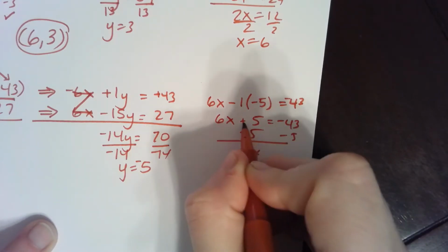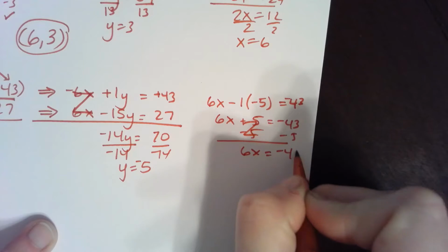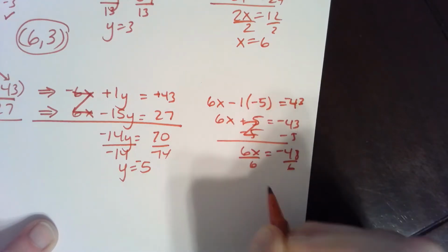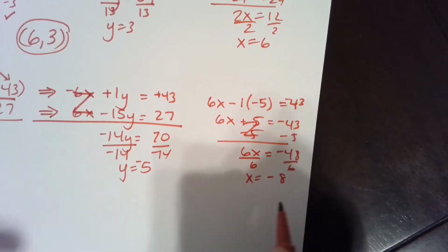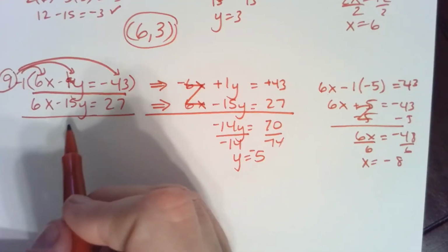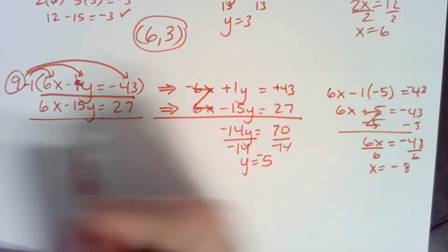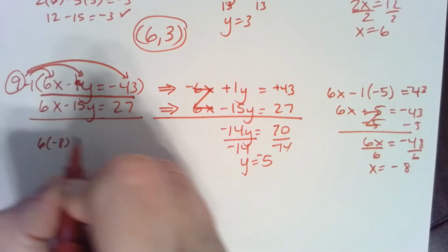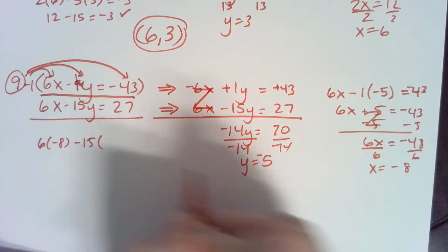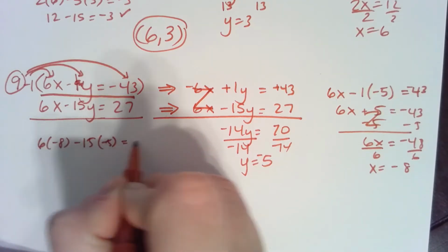6x equals negative 48. x should equal negative 8. So if I'm right, and I plug that in here, I should see that I get a true statement. So 6 times x, which is negative 8, minus 15 times y, which is negative 5, should equal 27.